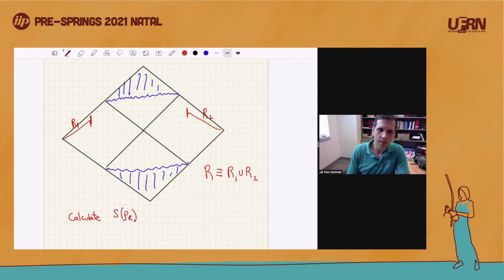Now, I claim that this is very similar to the evaporating black hole. It's similar both physically and mathematically. Physically, as we'll see, this entropy appears to have an information paradox. It appears to violate unitarity. So the physics is very similar. The math is also very similar.